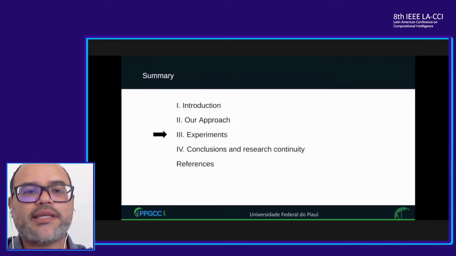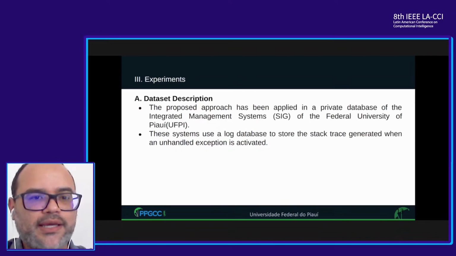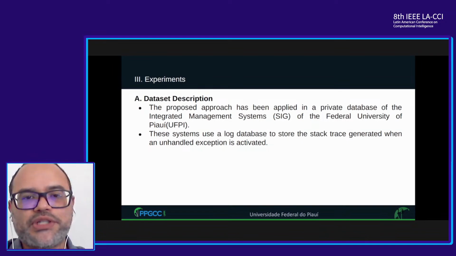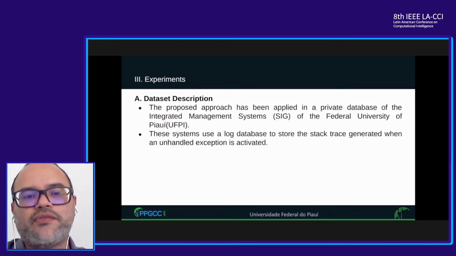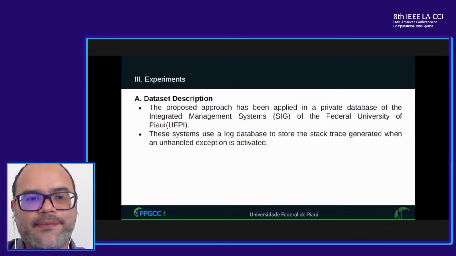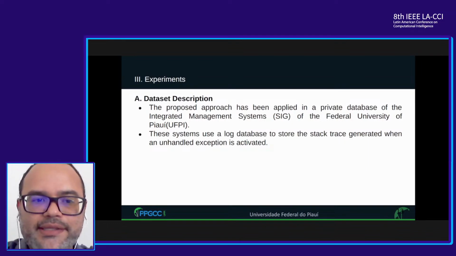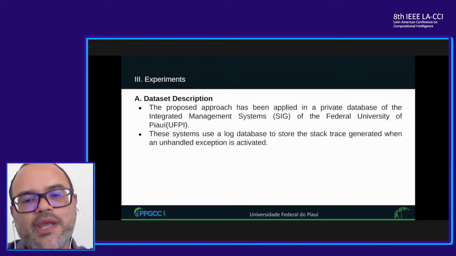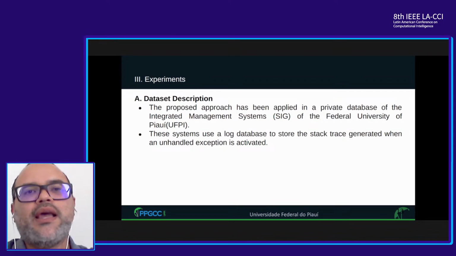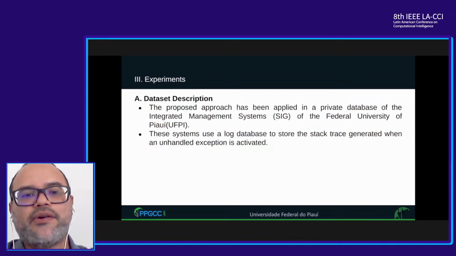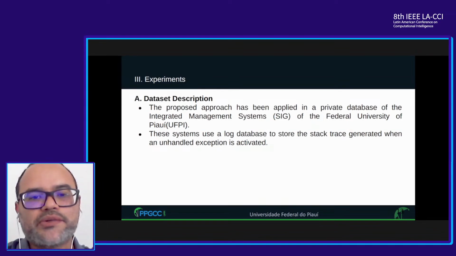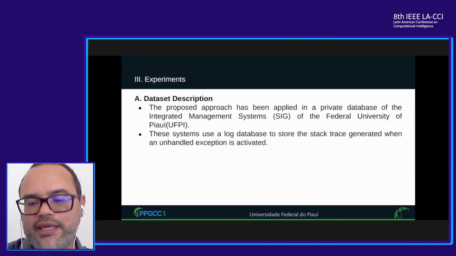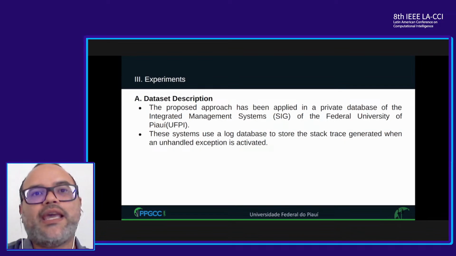Now I'm going to talk about the experiments. About the data set: the proposed approach has been applied in a private database of the Integrated Management Systems of the Federal University of Piauí, also called SIG. These systems use a log database to store the stack trace generated when a handled exception is activated. So when a bug occurs, the system registers this on the database. So we can use this stack trace to extract the file, and from the file we can calculate the metrics from the Git.